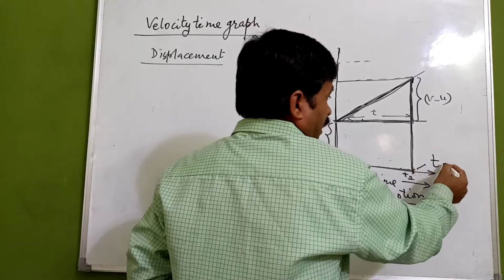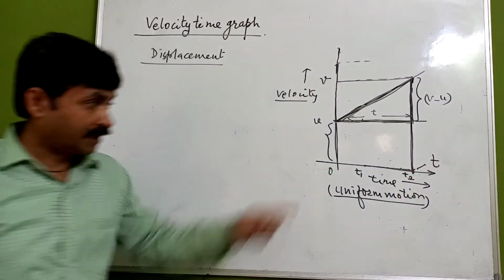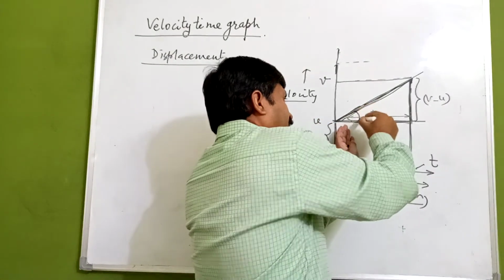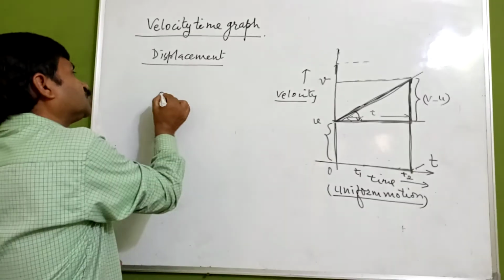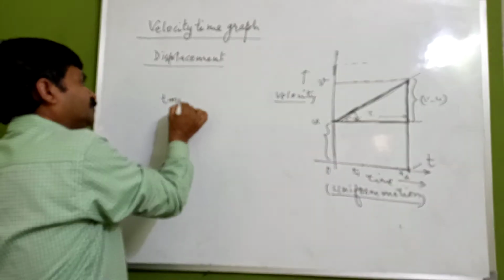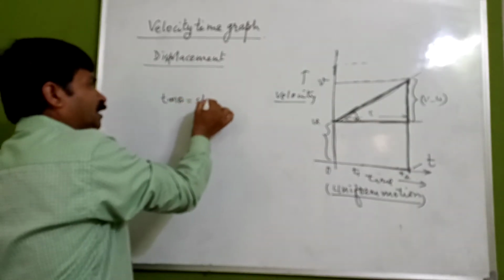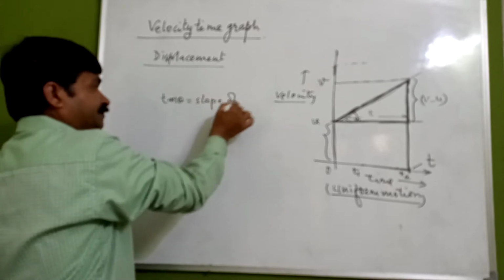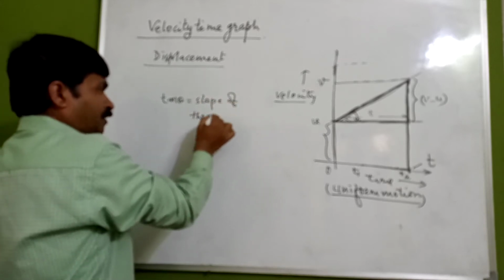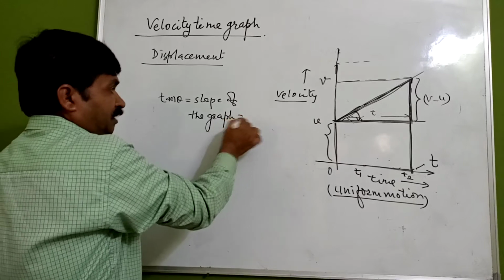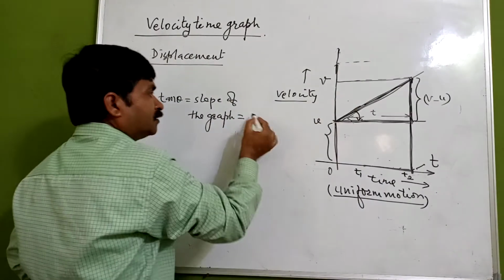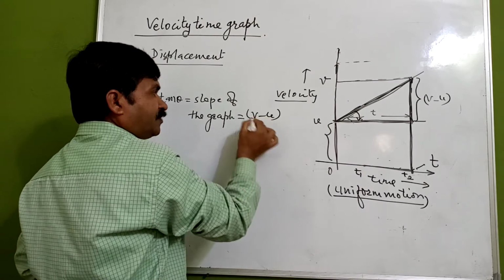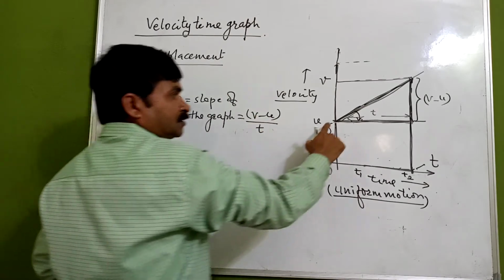This time t2 I have taken equals to t in this case. Okay. So what we are getting? We are getting this slope. Now if we are getting this slope, so tan theta, which will give the slope of the graph, which is perpendicular upon base. So perpendicular upon base, v minus u upon t, 0 to t.